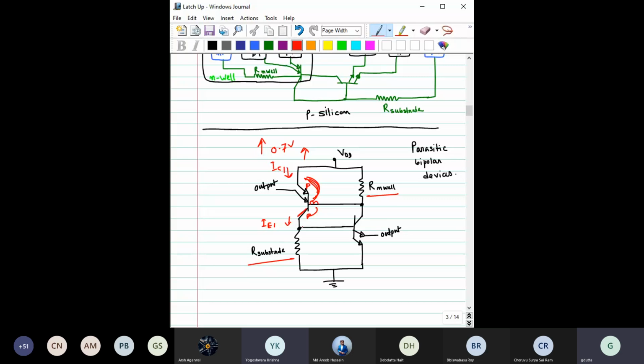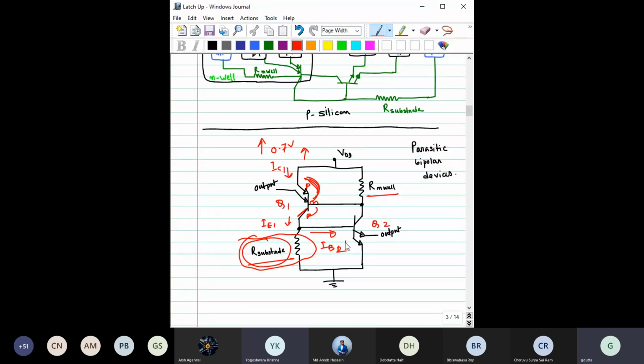If IE1 increases, what will happen? IE1 will try to create a big voltage drop across this, right? But we said this is already very high, so current will always try for the lower resistance path. It will see that I have one more path, which is IB1, IB2. Say this is transistor Q2, this is transistor Q1. So I have one more path, right?